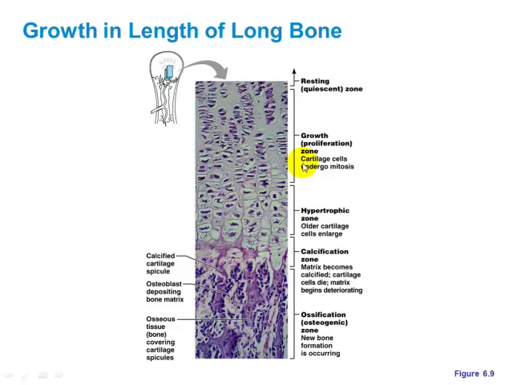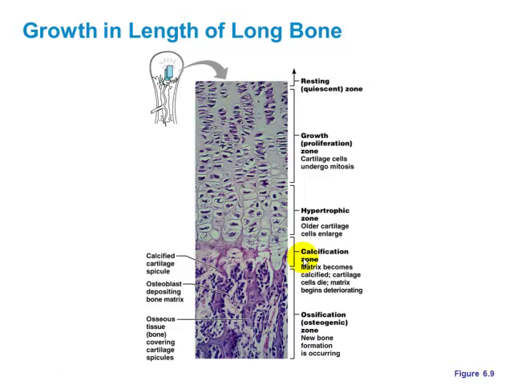Okay. This is another part of the growth zone. This is where the older cartilage cells are going to enlarge. They're going to grow. They're going to spread. And you can actually see a difference in the size of the cells from here to here. This is the boundary where we start to see calcification occurring.